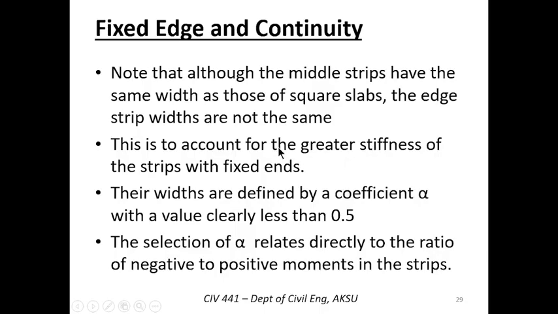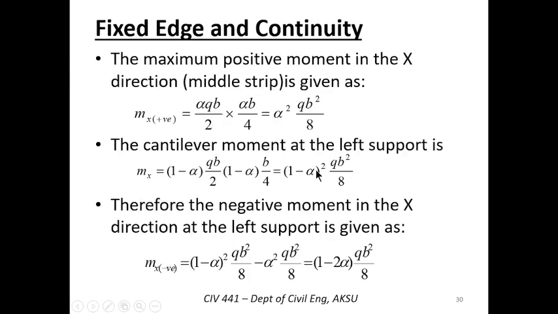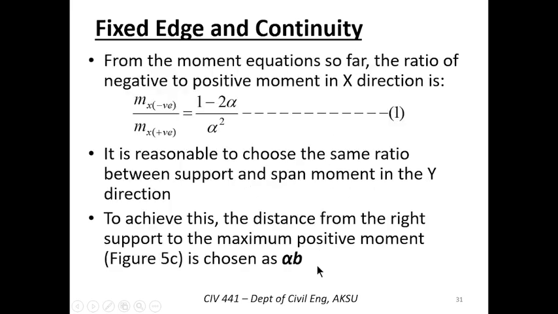I've explained all these things. These are the calculations by taking strips, which you will understand better when we do examples. So the maximum positive moment in the x direction in the middle strip is given by this. If you sit down, you can work them out, just taking moments like we did in other examples. And the cantilever moment is like this. Therefore, the negative moment is going to be the cantilever moment minus the span moment. That will give you the support moment.